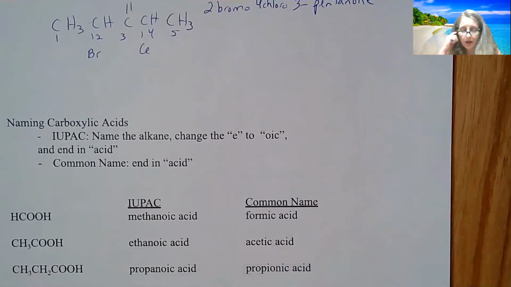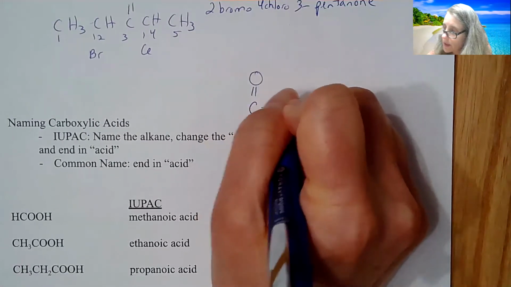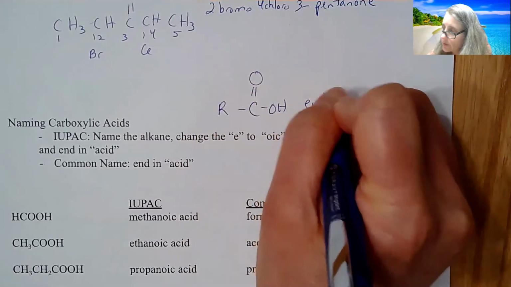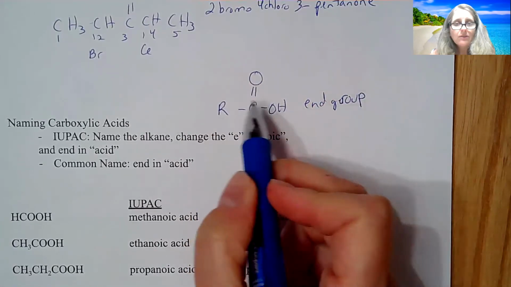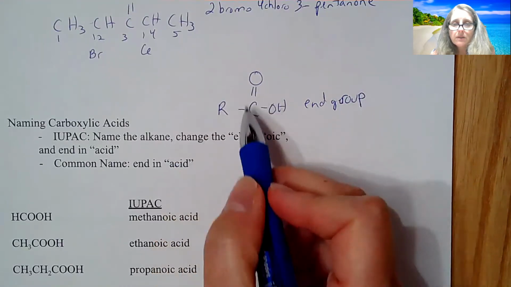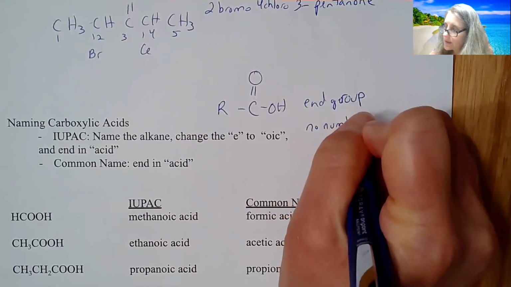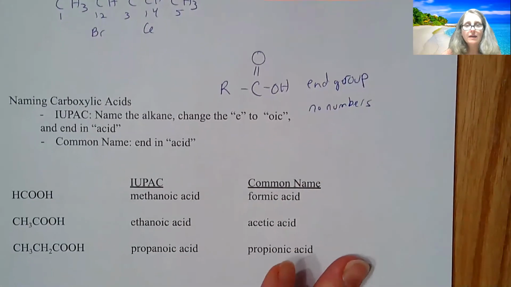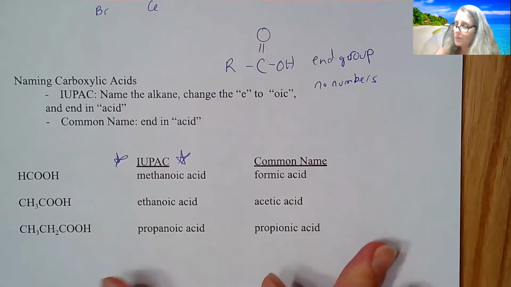All right. Naming carboxylic acids. Carboxylic acids, remember, are going to be what we call an end group. It's a C double bond OOH, so you only have one other place where you could have a carbon because of the 3 bonds already taken care of. So you're going to have no numbers on this one because of that, because it's always going to be on the end. We are going to use the IUPAC system.